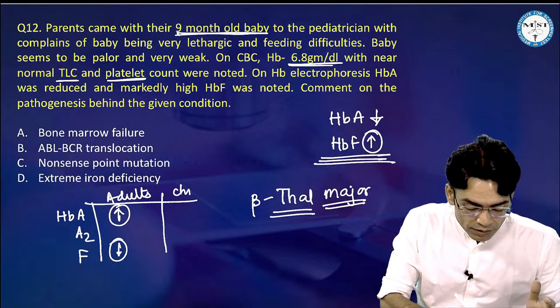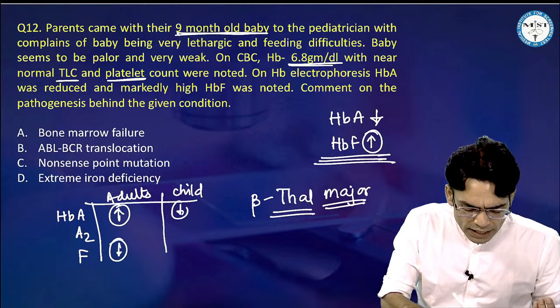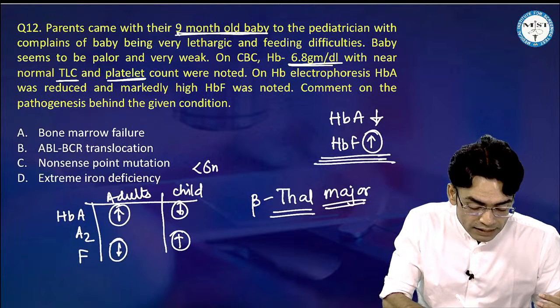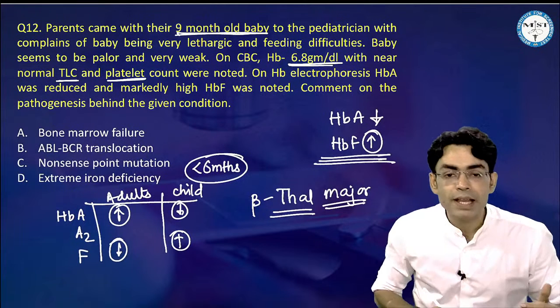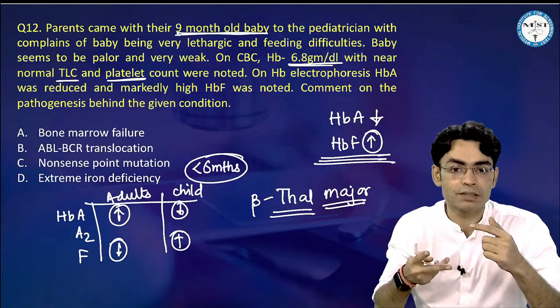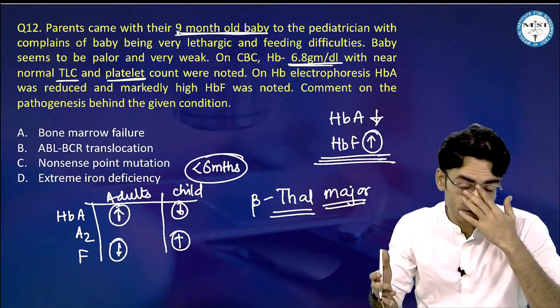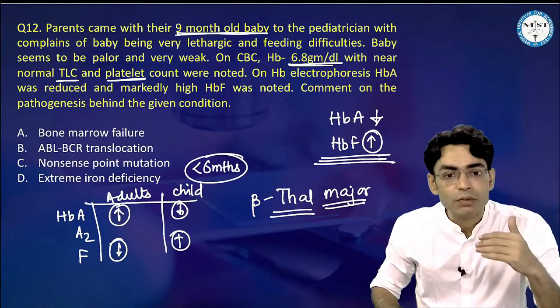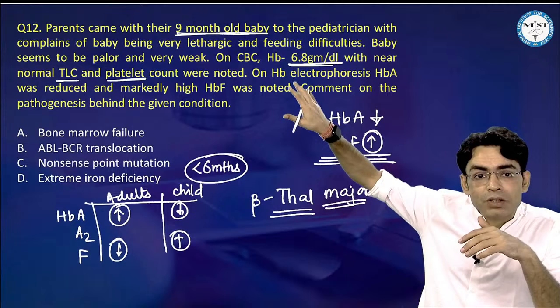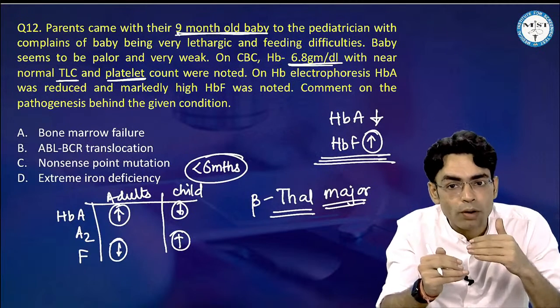In a child, obviously HbA is low and HbF is more. But what is the age group of this child? When I say child, it's less than 6 months. After 6 months, the hemoglobin concentration changes, and in a child it would be hemoglobin A more than F. But here you are getting hemoglobin F more on HB electrophoresis.